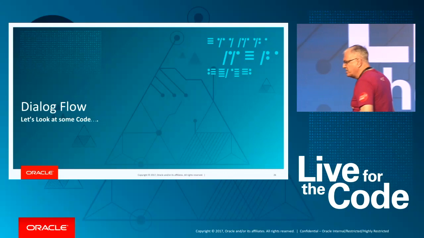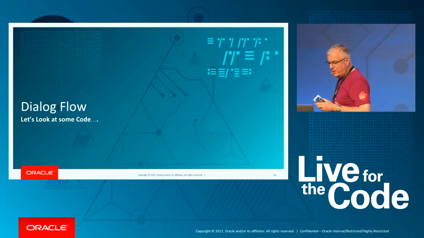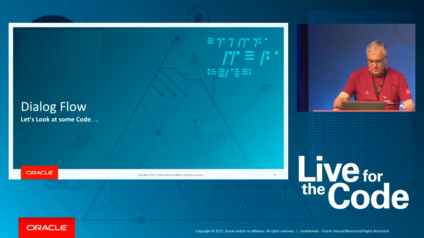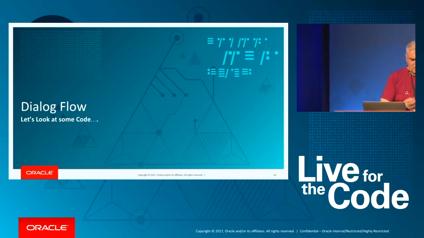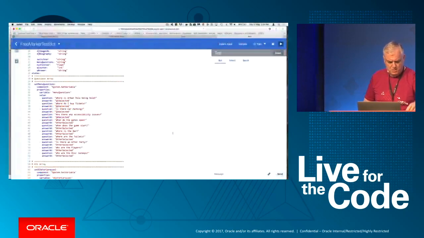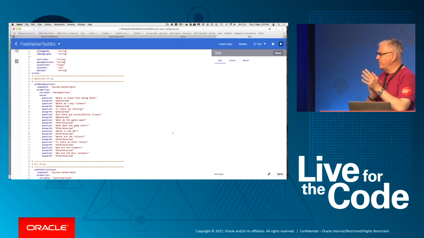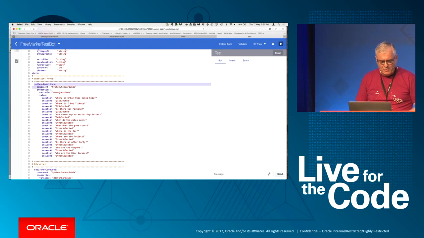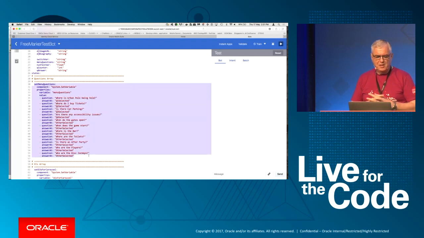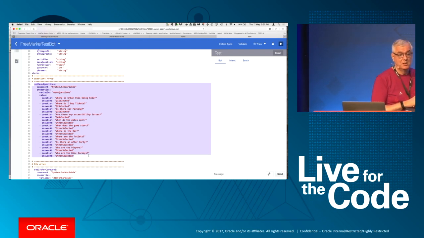Okay, so let's have a look at this in real life. If we can flip over to my desktop, and I'm going to have to change my glasses here, so suddenly I can't see you all. Okay, so here we are inside the bot builder, and you can see straight away that I've defined effectively a menu of questions that I might ask.